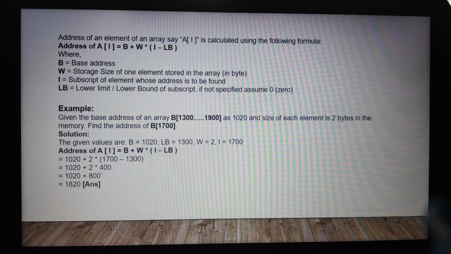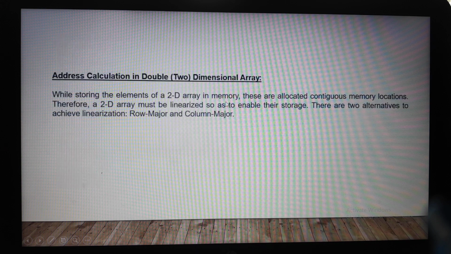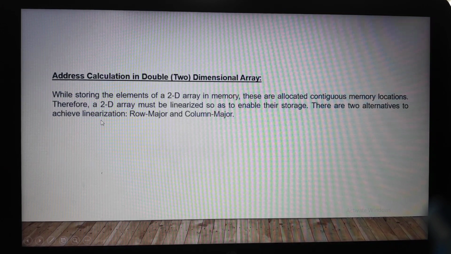Now to calculate the address in a two-dimensional array: in one dimension it is not that difficult, but in the case of a two-dimensional array it's a bit different. While storing the elements of a two-dimensional array in memory, these are allocated in contiguous memory locations. Therefore a two-dimensional array must be linearized to enable its storage. There are two alternatives to achieve linearization: row major and column major.